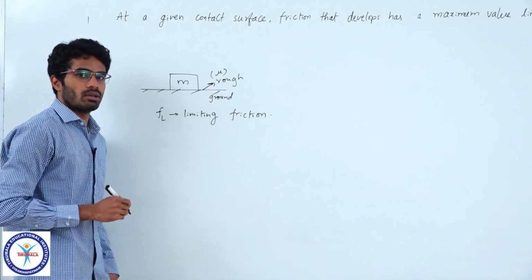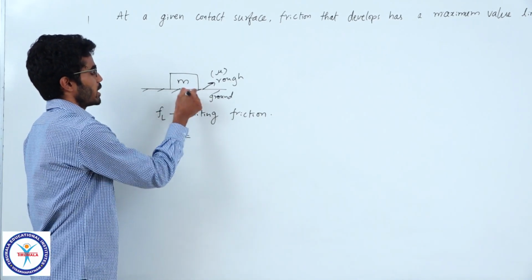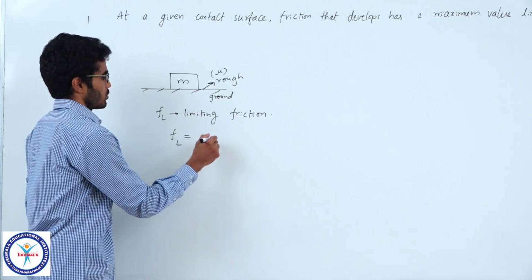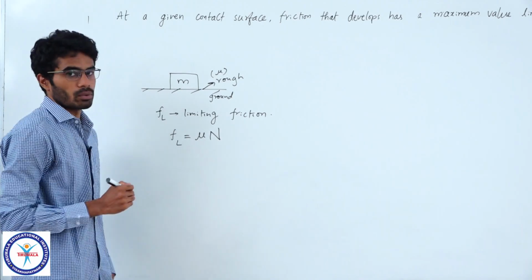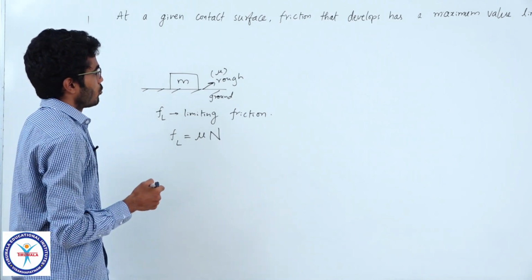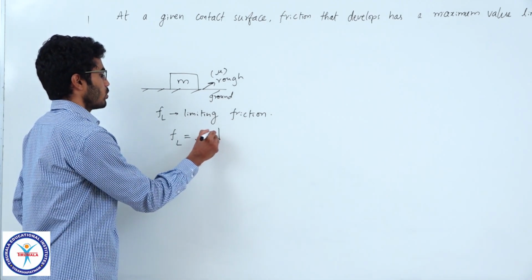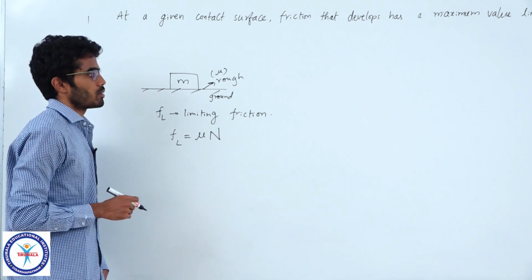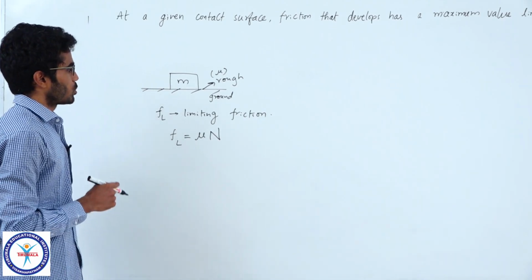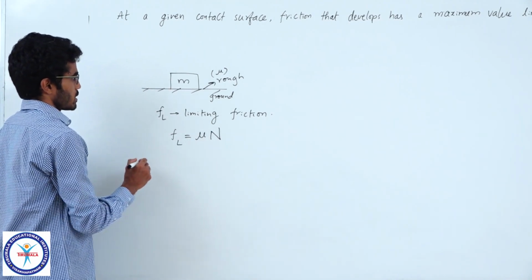And how do you calculate limiting friction? It depends on the normal reaction between the contact surfaces, and you multiply it with mu, that is, the coefficient of friction. So, calculating normal reaction properly is very important. So, let us discuss some cases where we have to calculate normal reaction. Okay, let us start with this example.